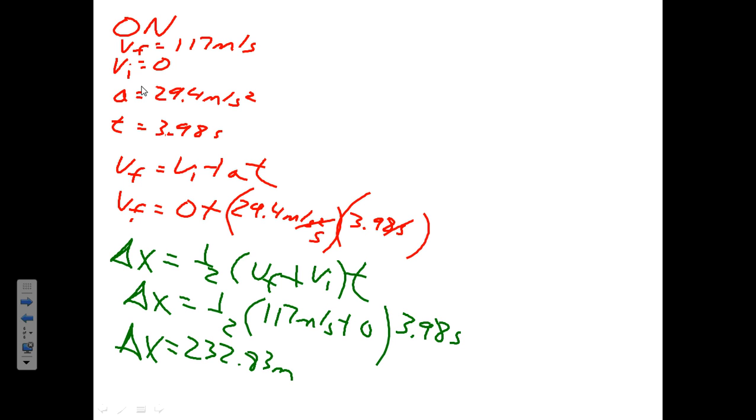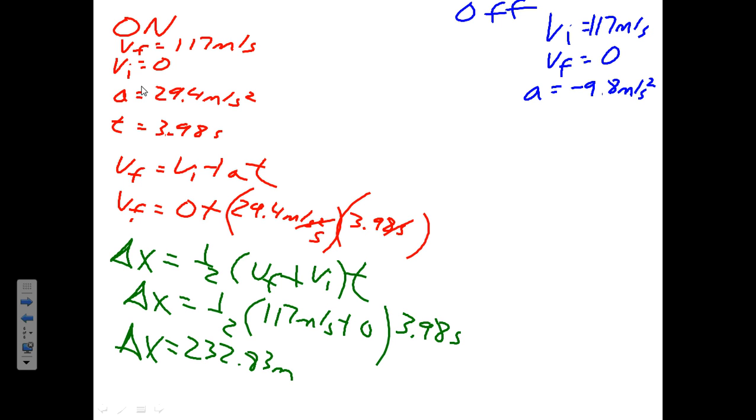All right, now let's continue, and this time let's look at the engines off part of the problem. For the engines off part, what's VI? 117, right? What's the final velocity for the engines off part? 0. And what's the acceleration for the engines off part? Negative 9.8. Now, were we looking for time or just displacement in this problem? Just displacement? All right, so let's just find displacement.